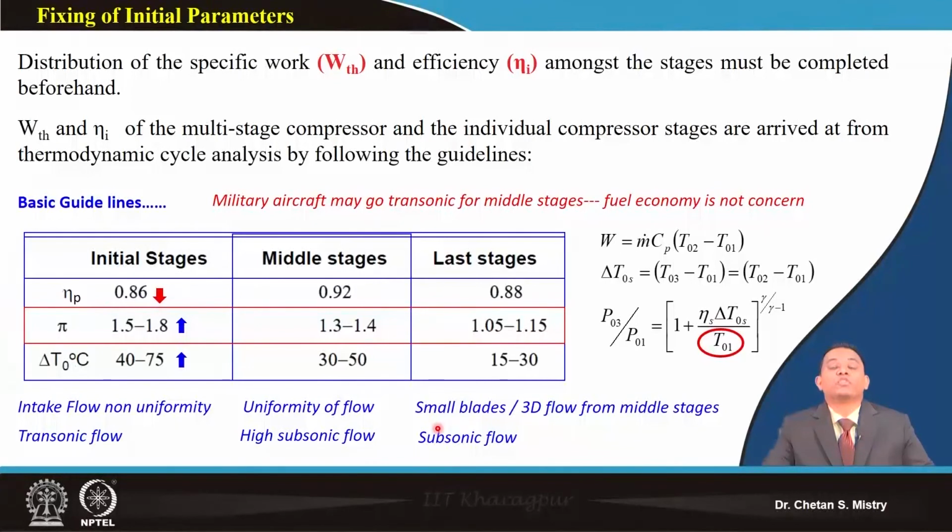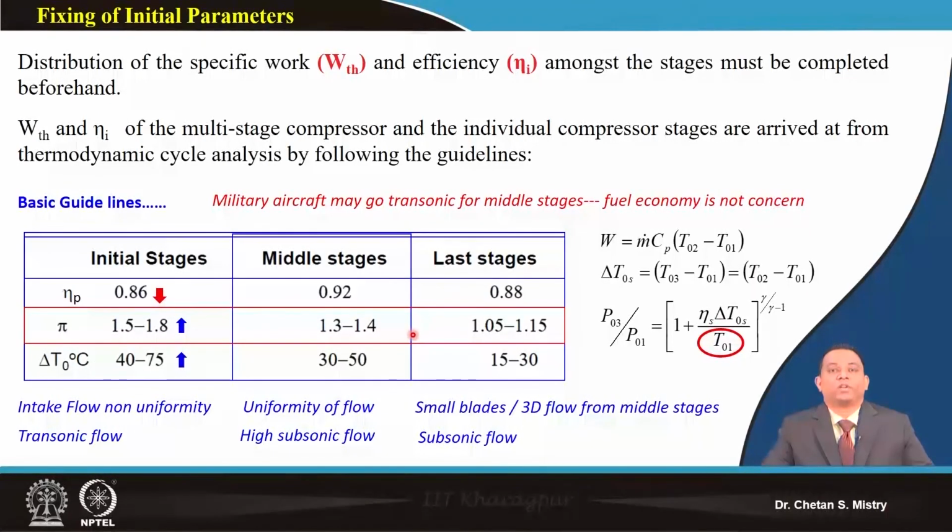We need to satisfy continuity, and as we have discussed, because my blades are of lower height, flow three-dimensionality comes into the picture. If this is your case, you will have a loss of efficiency, and that's why we are not expecting a high pressure ratio or higher efficiency. For such flows, the flow through these aerofoils or blades is mainly subsonic.